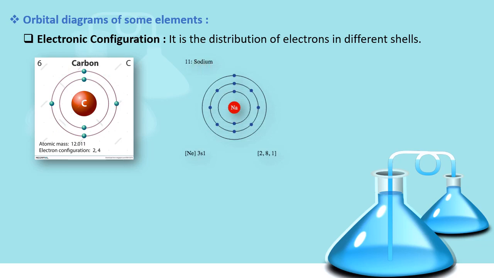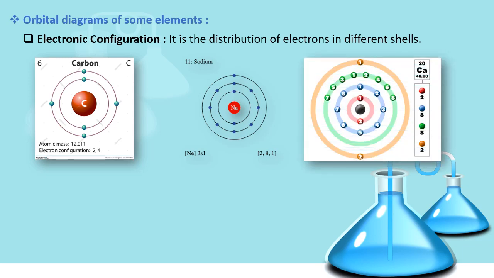Next example, the sodium atom. Its atomic number is 11, so electronic configuration is 2 8 1. So in the first cell there will be 2 electrons, in the second cell there will be 8 electrons and the last electron is in the outermost cell. Similarly, you will count the number of electrons in the calcium atom. So students, you come to know about the orbital diagram. You can make the orbital diagram of different elements and it is important for you.